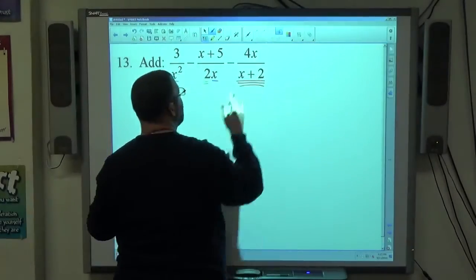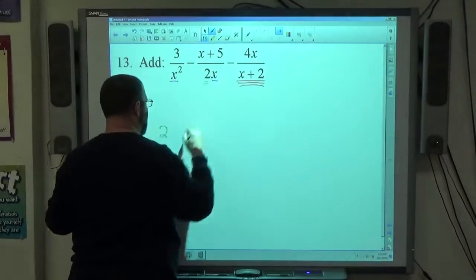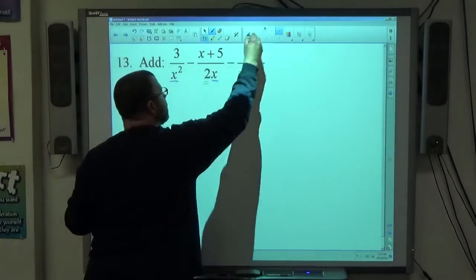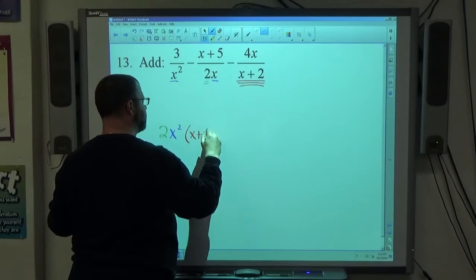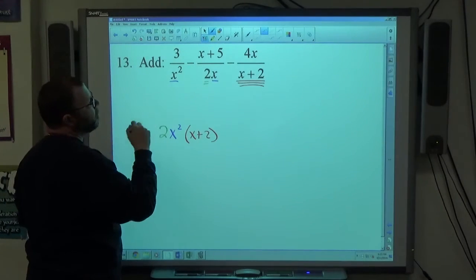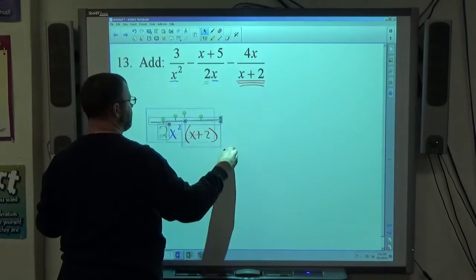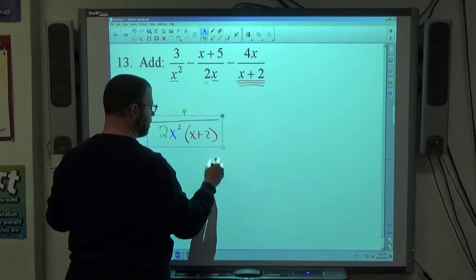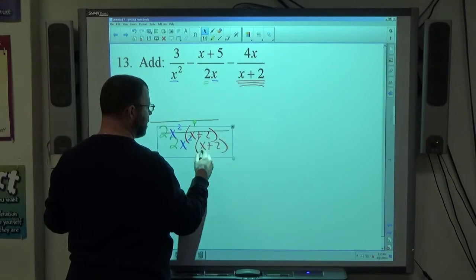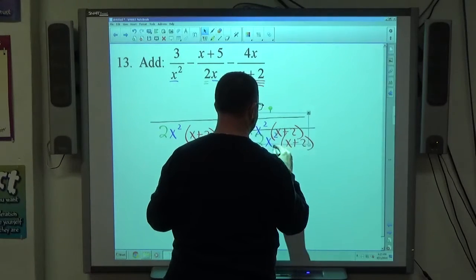So when creating a common denominator, 2x squared times x plus 2. If you have more than one object, put it in parentheses. That's what I want every denominator to be. So fraction 1 is going to have that denominator. Fraction 2 is going to have that denominator. And fraction 3 is going to have that denominator.